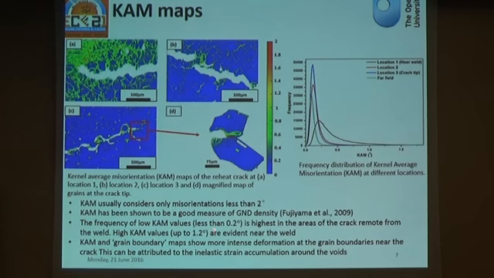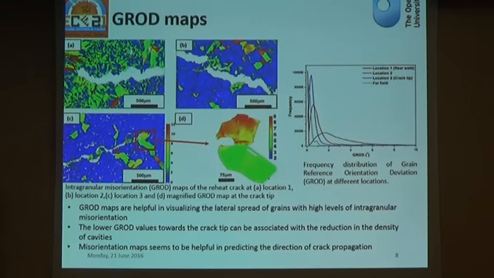From the KAM maps, dislocations with low KAM values were more prominent at the crack tip, and kernel average misorientation up to 1.2 degrees was predominant in the weld region, which shows a heterogeneous deformation near the weld. So both the kernel average misorientation maps and grain boundary maps show more intense deformation at the grain boundaries, especially towards the weld region. This can be attributed to the inelastic strain accumulation around the voids.